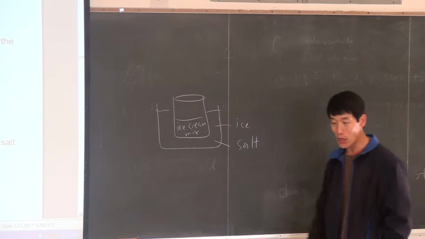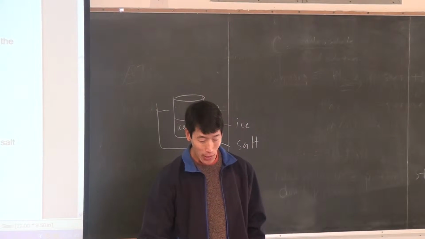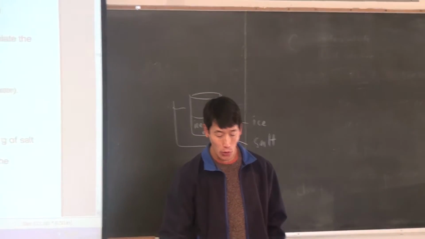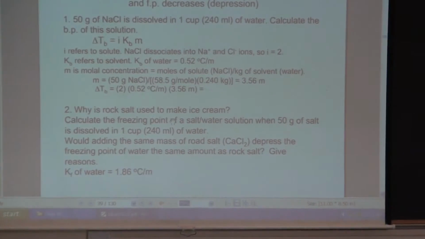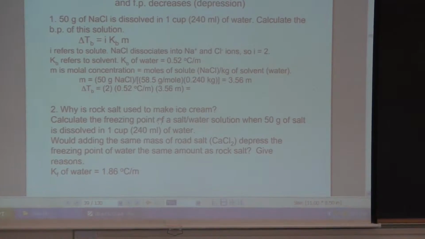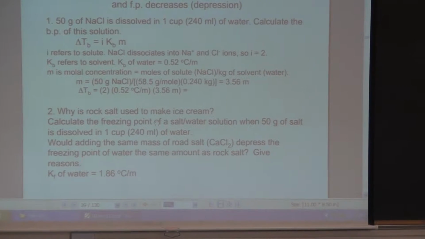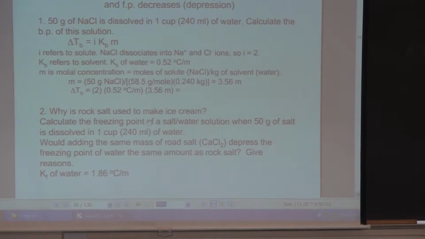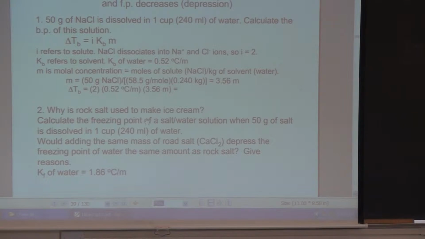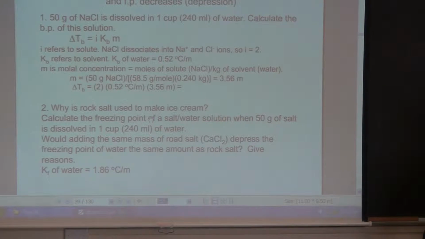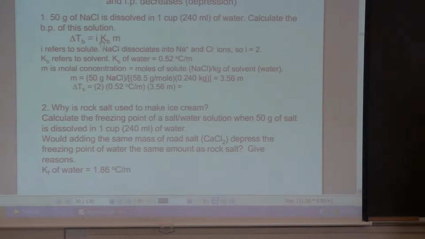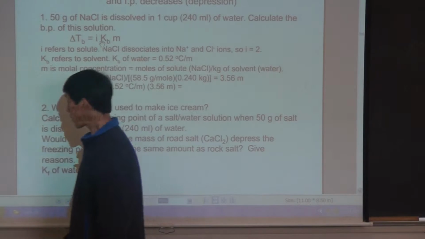Okay, so let's do this calculation. Calculate the freezing point of a salt water solution when 50 grams of salt is dissolved in 1 cup, or 240 milliliters, of water. Now note that this calculation is actually very similar to the one we just did.